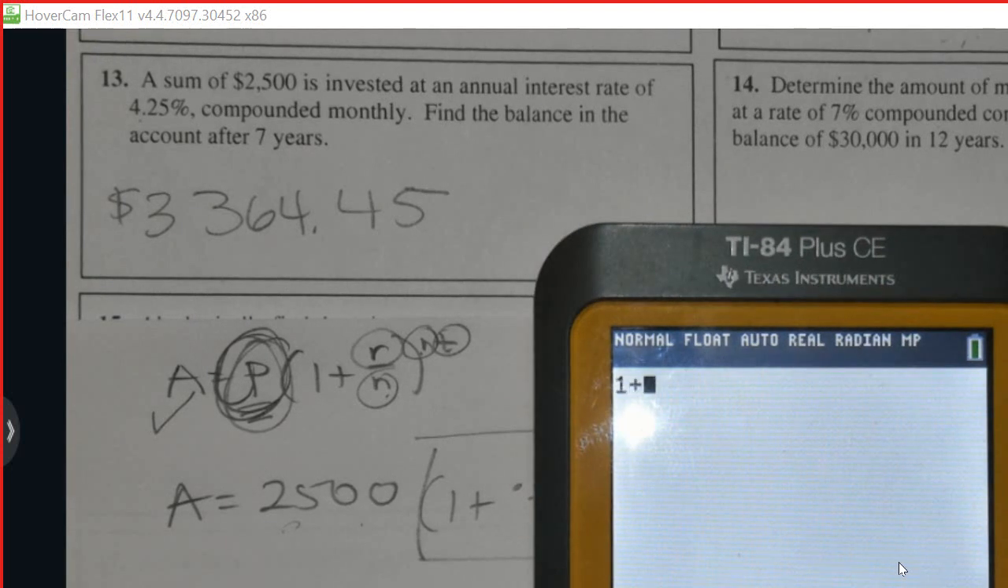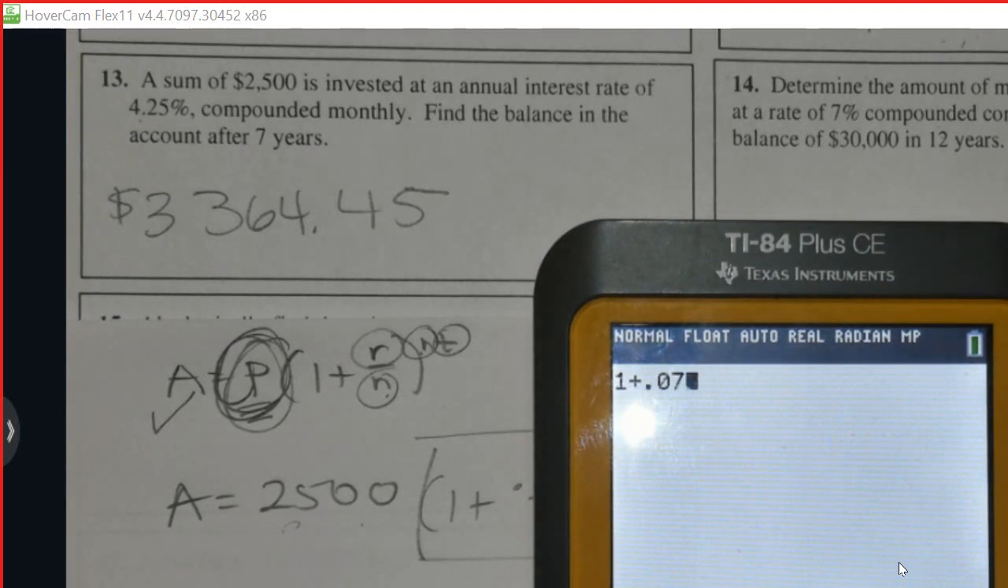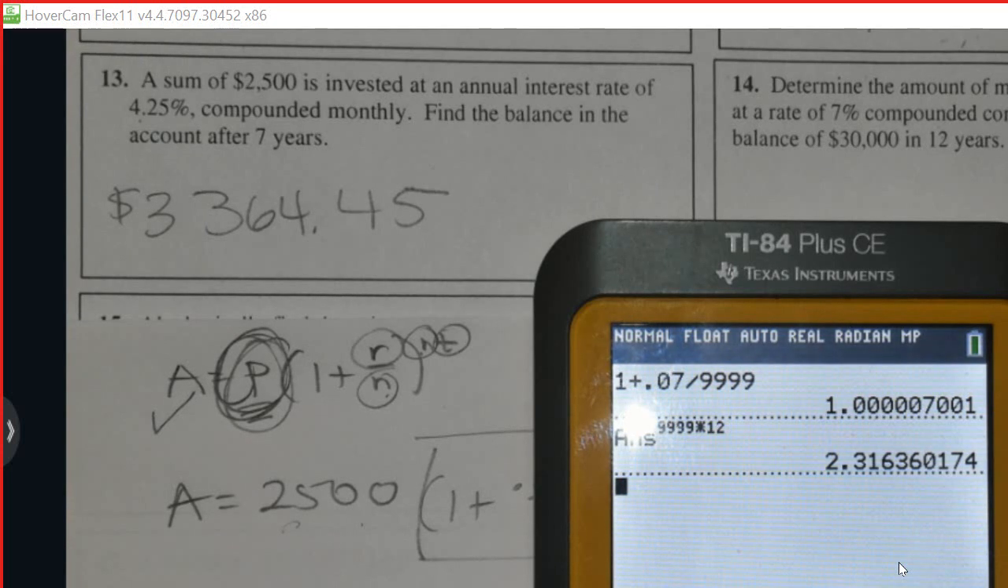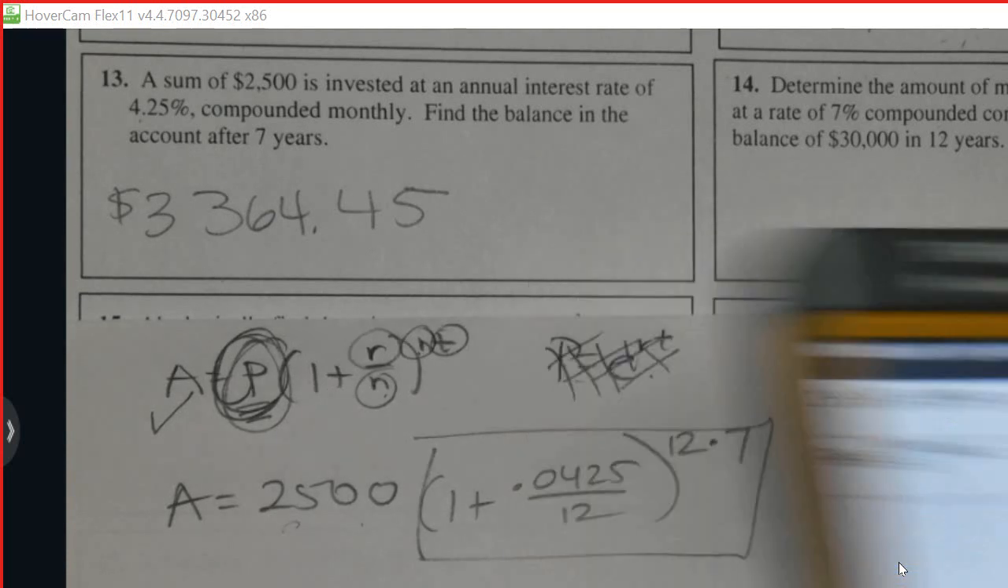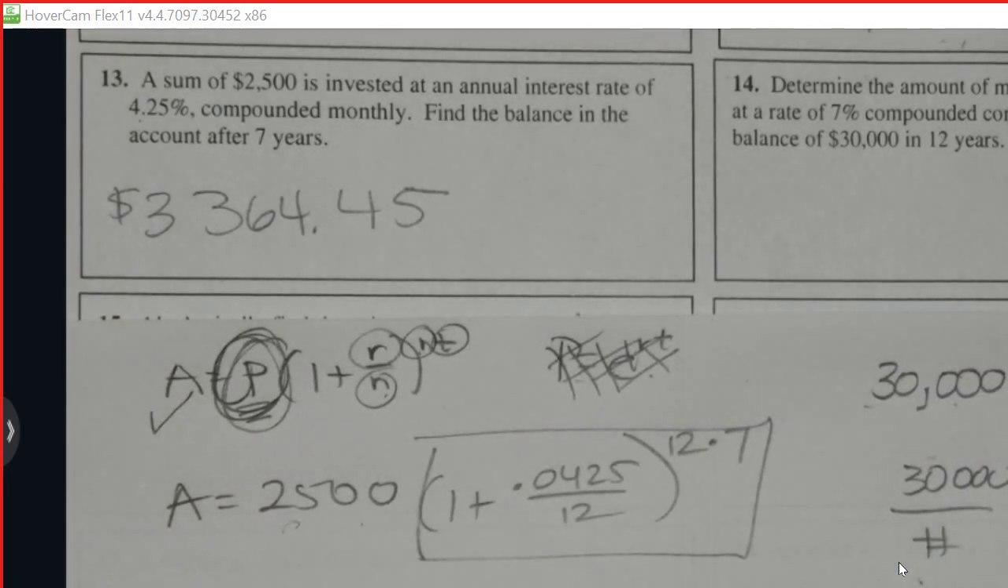I'm starting with 1 plus 0.07 divided by 9999. I'm going to raise it to the 9999 times 12. So that's like my answer sign. And I don't want to round it, because if I round it now and then I round it at the very end, the more times you round it, the more inaccurate your final answer is. So I need to take 30,000 divided by this exact answer.